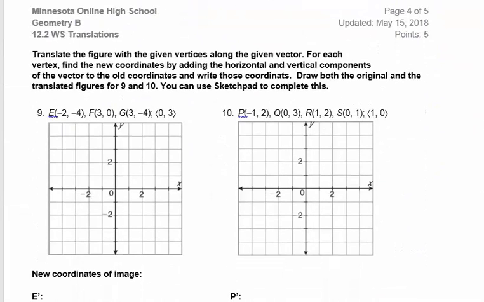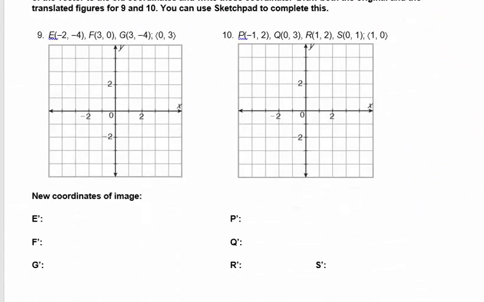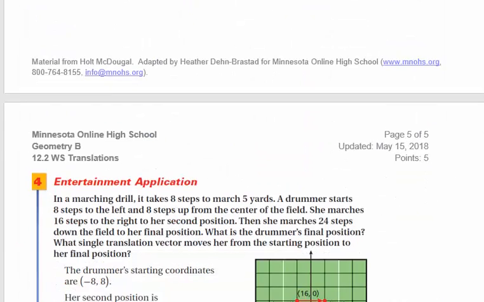And then in 9 and 10, you do the same thing with the additional step that the pre-image is not on here yet. So you'll need to graph the pre-image. And I want you to write the coordinates of the new image after figuring out what those coordinates would be. Usually it is best to figure these out first and then graph it.